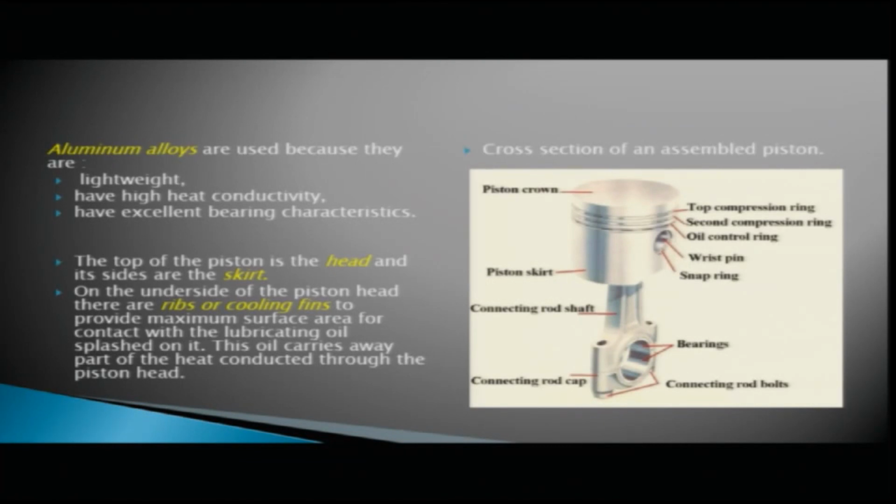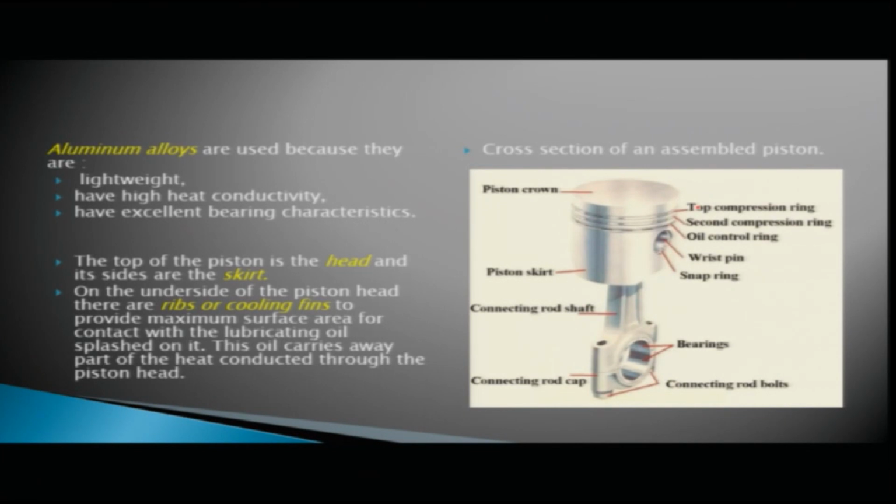Here in the diagram you can see a piston and a connecting rod attached. You can see the various parts of the piston. Here the top of the piston is called your piston crown. You have various rings on the piston. We will study about the rings further. There are various types of rings: compression rings, oil control rings. This is the place where you put the piston pin.